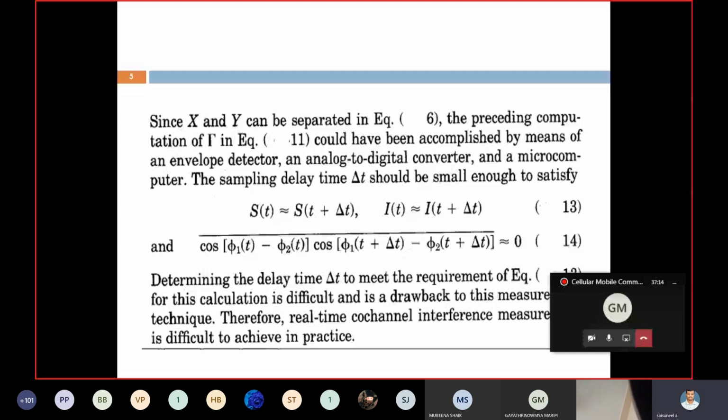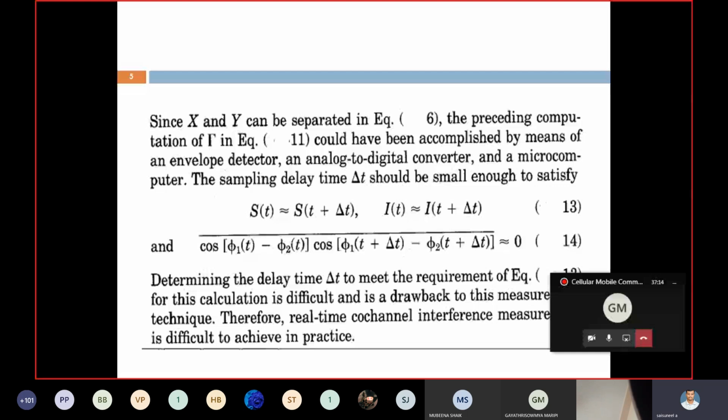Here, is there any drawback for this technique? The drawback is there. Why? Because we don't know the interference. Based upon this derivation, we have to consider some interference level. We know we can calculate the signal level, but how to calculate interference is difficult in practice.